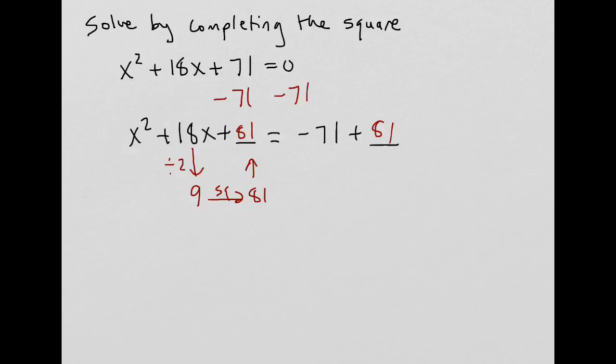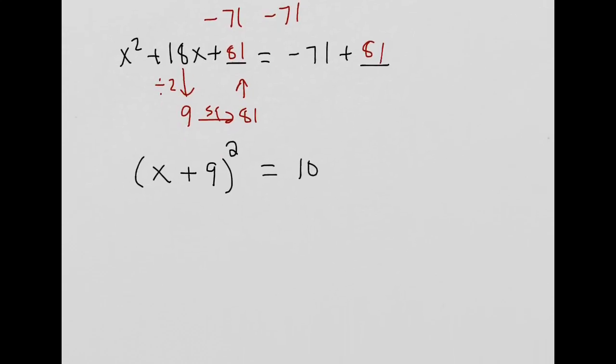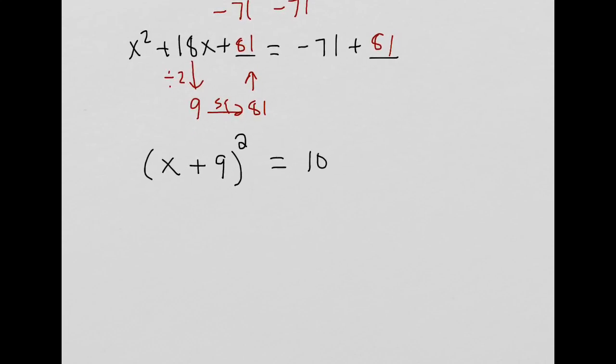Okay, then on the left side, I know that this guy, based on what I did, should factor really nicely. So in this case, it's going to factor into x plus 9. Remember that where I got the 9 was when I divided by 2. That always tells me what this guy is inside my parentheses. So it's going to be x plus 9 squared. On the right-hand side, negative 71 plus 81 is 10. And now all we need to do is solve the equation that's left.